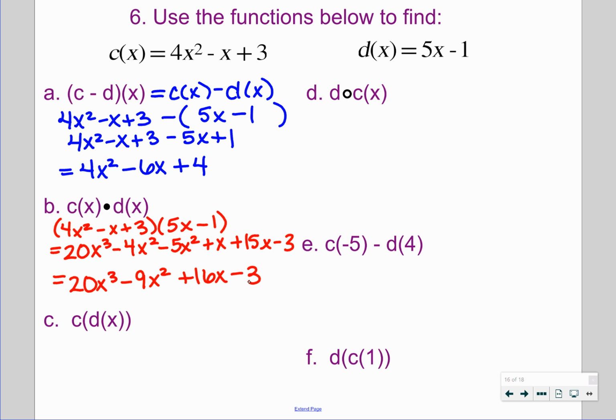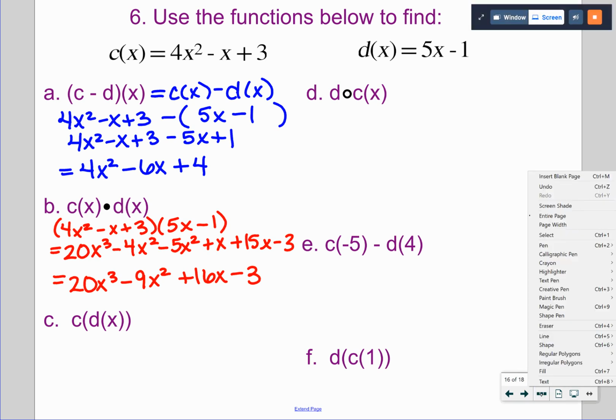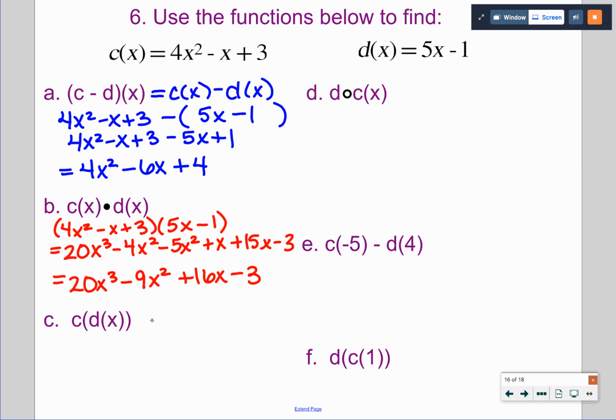Questions there? All right, letter C. We are plugging a function into another function. We got that double parentheses. What's being plugged into what here? D is being plugged into C.